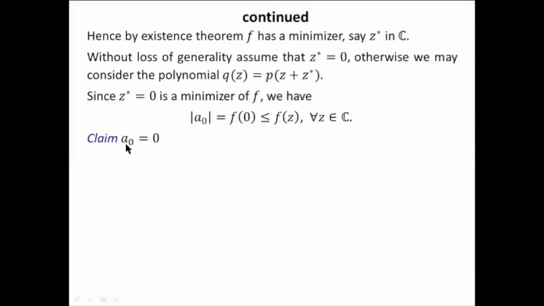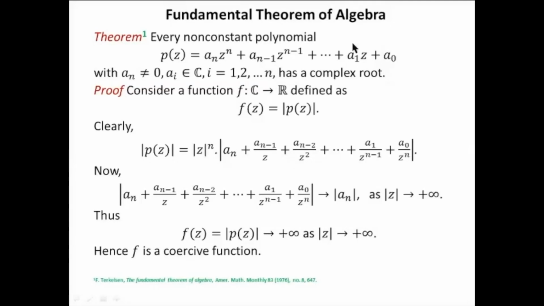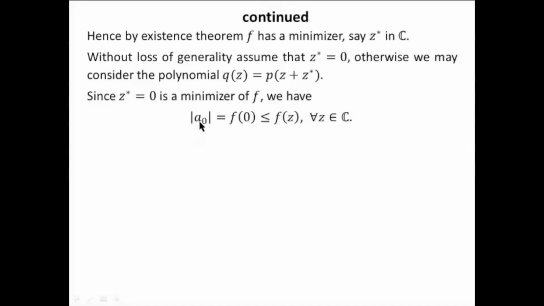Now my claim is this: a0 is 0. What is the advantage? If a0 is 0, then you can see that this polynomial will have z equal to 0 as a root. That is our aim. Whatever is the minimizer of this function f, I have to show that it is a root of this polynomial. So I have to prove a0 is 0.